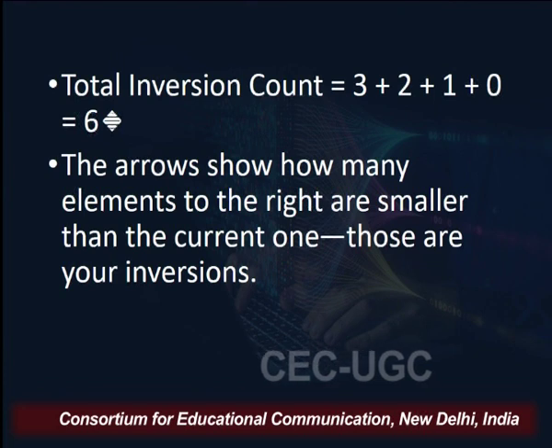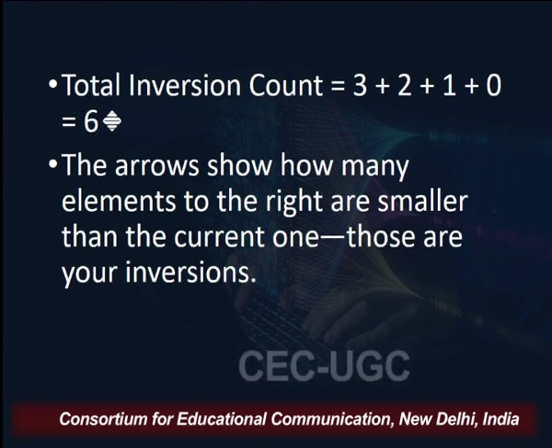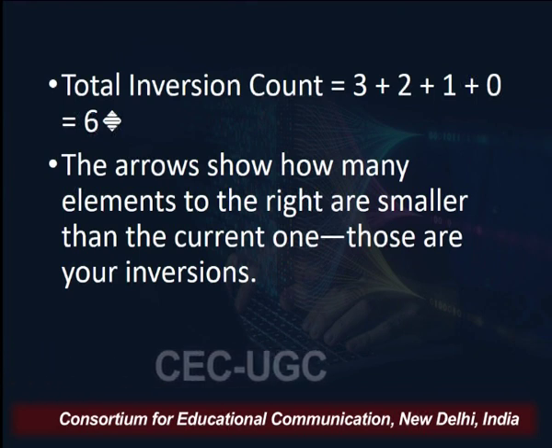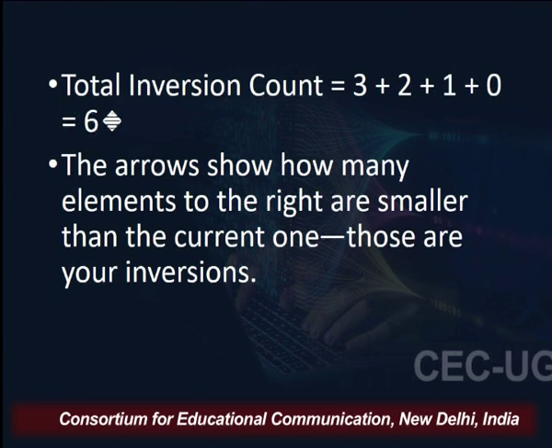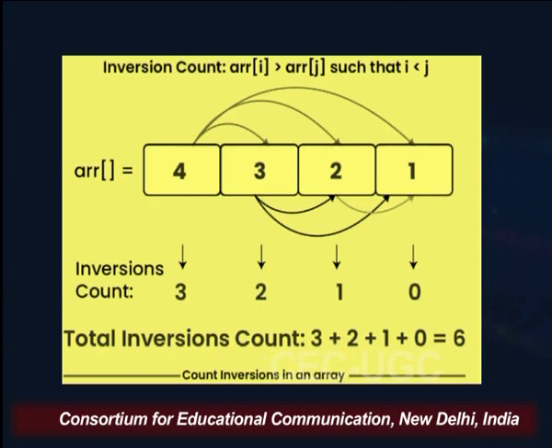Also, if we want to look at the number of inversion counts for a smaller array in a pictorial manner, we can show that with the help of arrows. The arrows show how many elements to the right are smaller than the current one; those are your inversions. Now, which arrows am I talking about? Let us see in this figure. The right arrow from 4 is going to 3, the right arrow from 4 is going to 2 as well as to 1 as well.